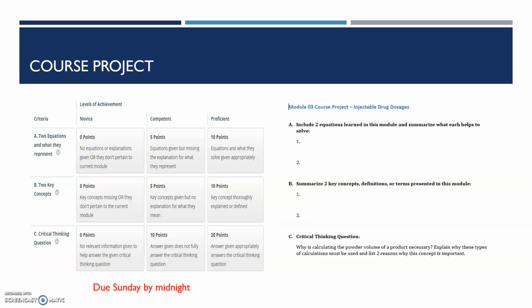Course project looks exactly the same as every week. The critical thinking question this week, of course, is different. It's going to talk about powder volume, and the first part asks why we do this calculation. The second part asks 2 reasons why it's important. Make sure you answer both parts of the question in order to get full credit.